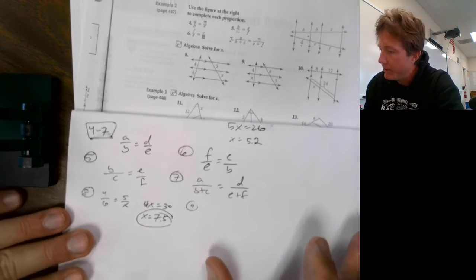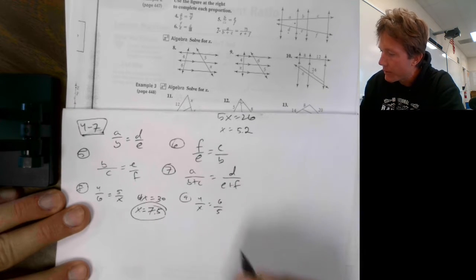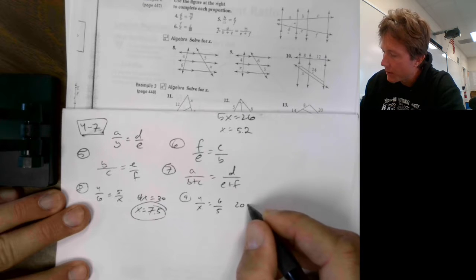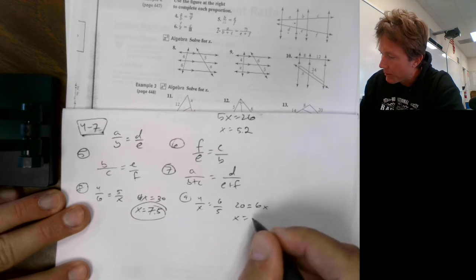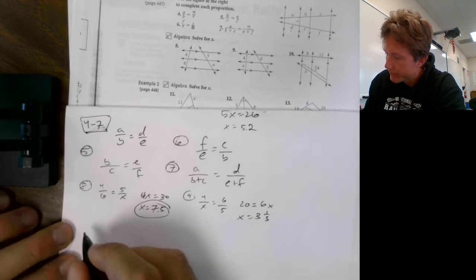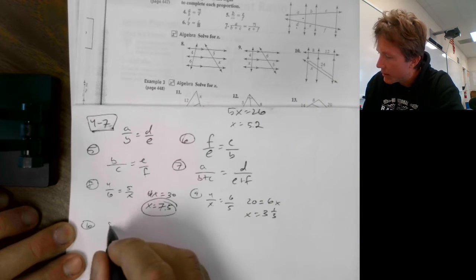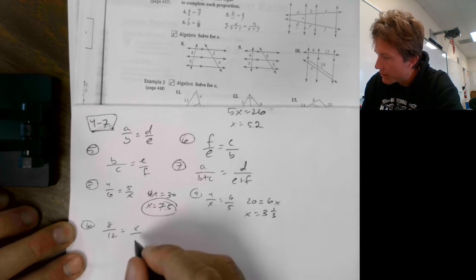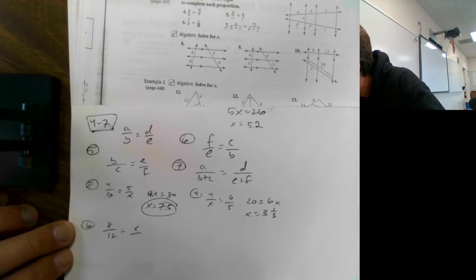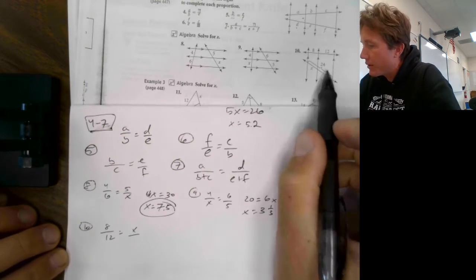Number 9. 4 over x equals 6 over 5. So 20 equals 6x. X equals 3 1/3. And then 8 over 12 is equal to x over, oh, this one's different. Okay, so 24 goes all the way across.